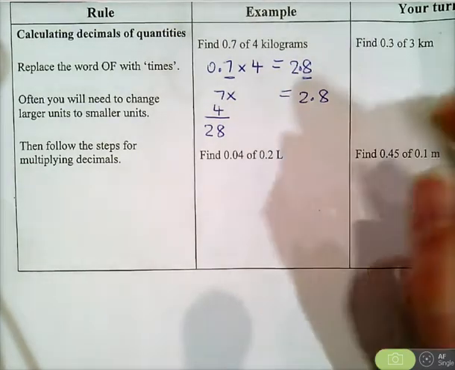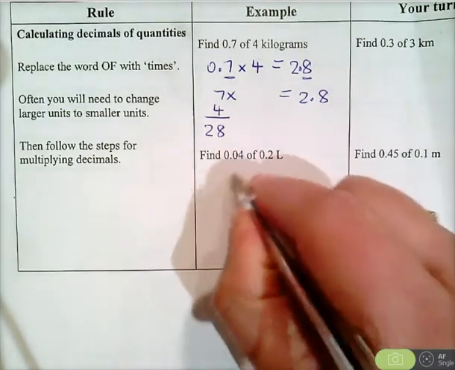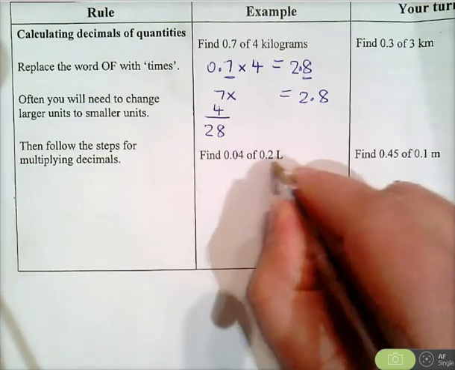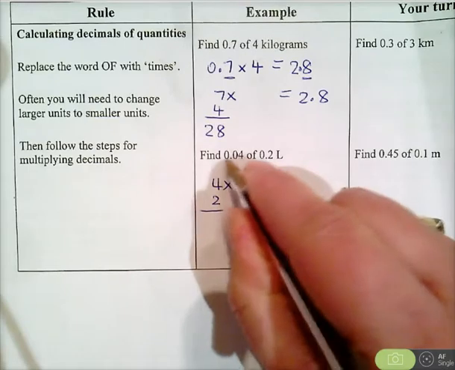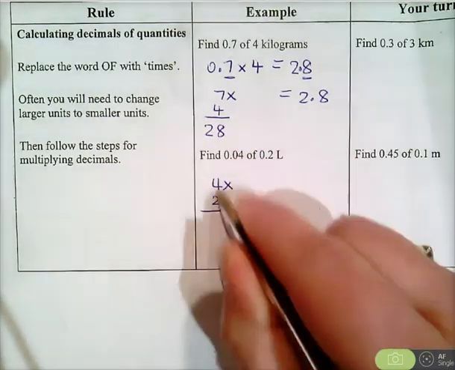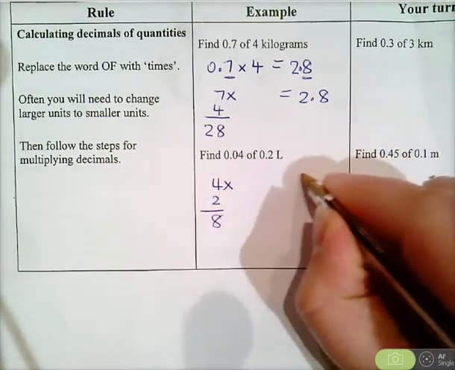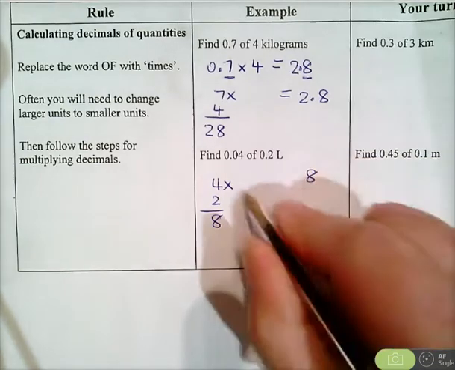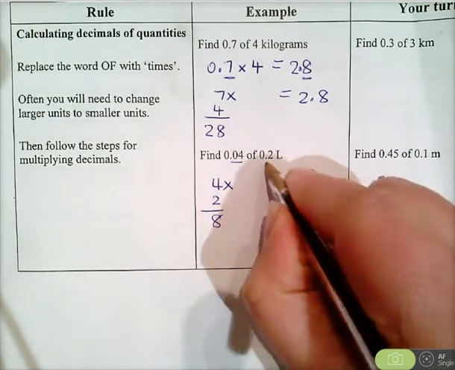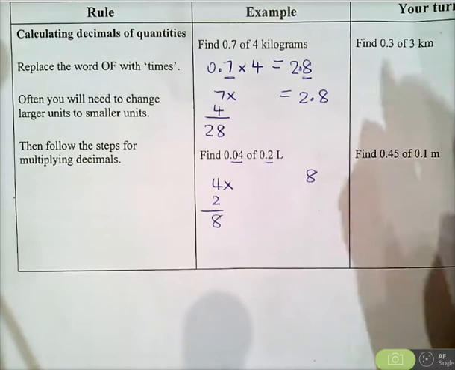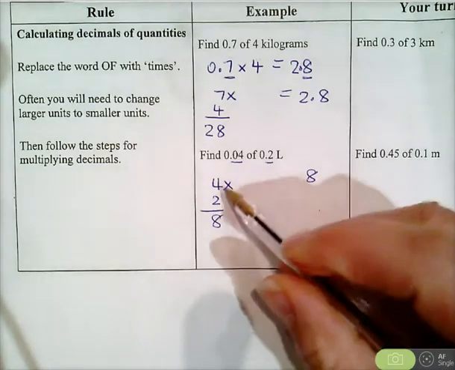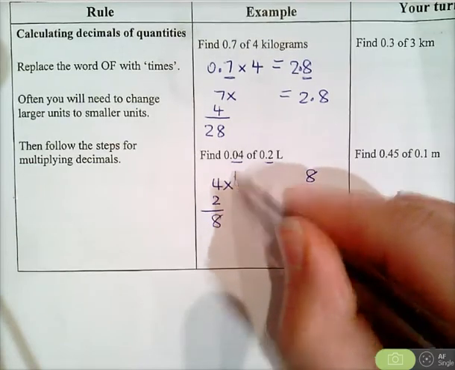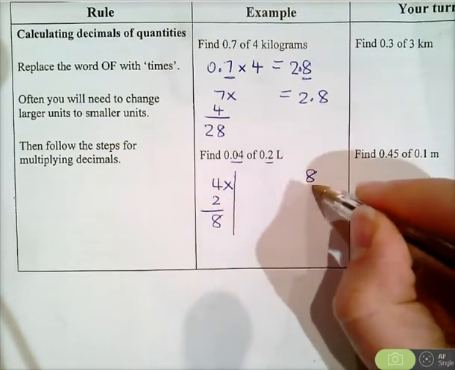Okay? And looking at this last one, 0.04 times 0.2, just do 4 times 2 first, because remember, zeros at the beginning don't matter. Now 4 times 2 is 8. So our answer is 8, but the problem here is that I need 1, 2, 3 digits after the decimal point. Now I'm going to show you this another way in a minute. So I want 3 digits after the decimal point.